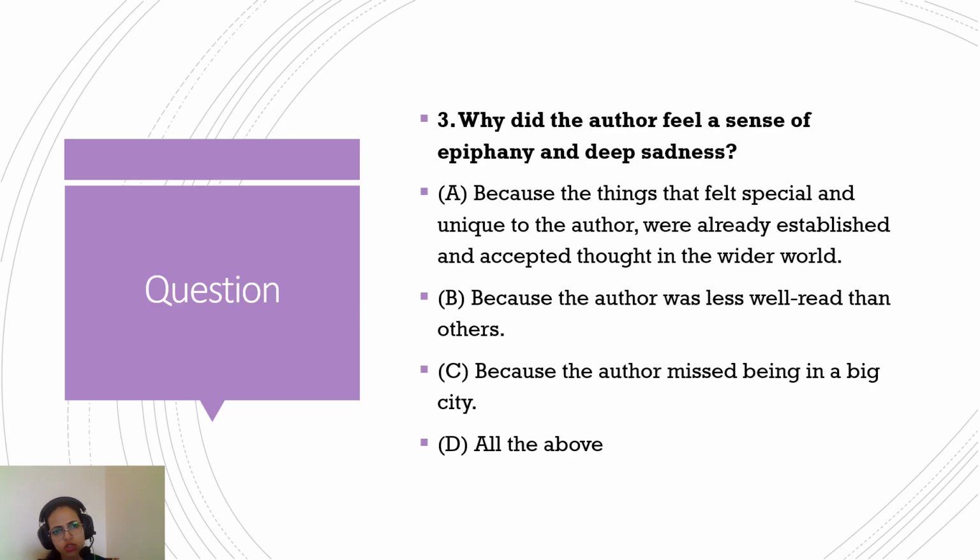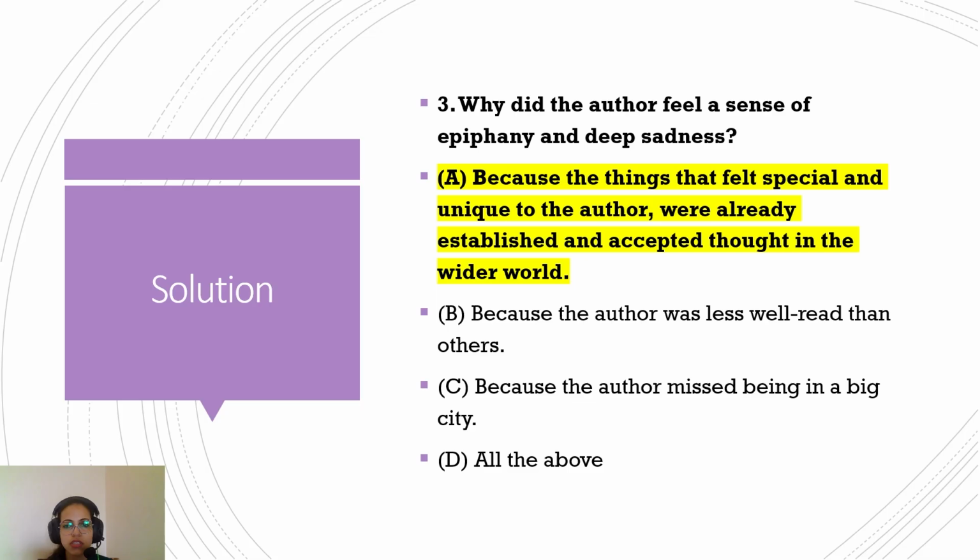So, that was never an issue with the author, because everybody was equally well read or not well read in that small town. Because the author missed being in a big city, there is no such longingness that we come across in the author. So option A sounds the best. Because the things that felt special and unique to the author were already established and accepted through thought in the wider world. Okay. So that was the cause of deep sadness.